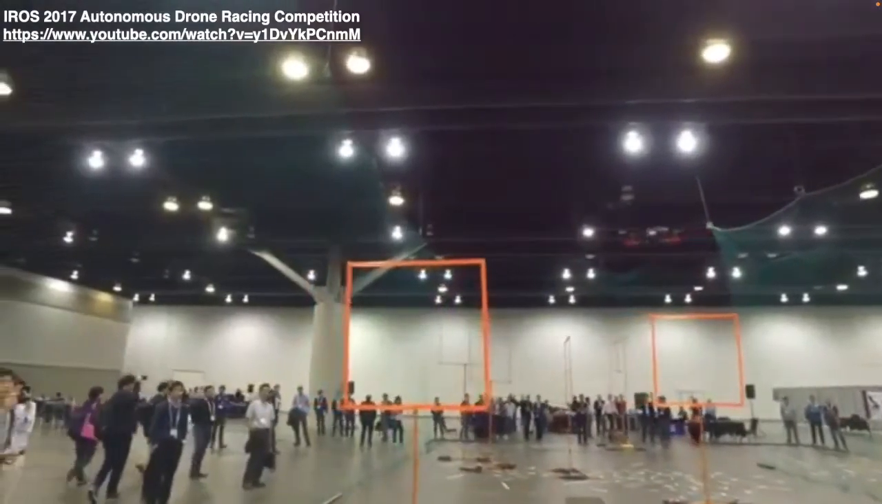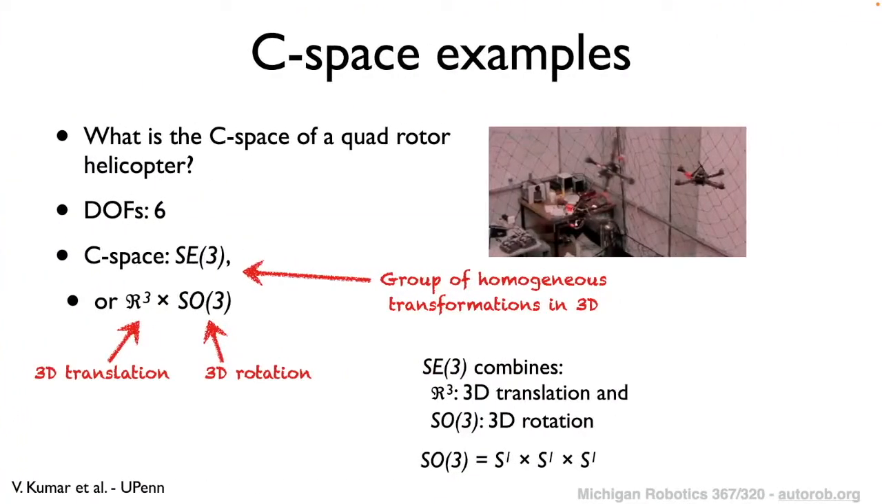If we look then at the configuration space for this robot, as I was mentioning, this is 6 degrees of freedom. You've got X, Y, Z, the translational position, and then the orientation, the roll, pitch, yaw. Correspondingly, this would have a configuration space of what's called SE3. It's the Special Euclidean Group 3, which is the Cartesian product of R3 with SO3. SO3 denotes the special orthogonal group 3, which corresponds to 3D rotations in space, and R3 corresponds to the 3D translation. Together, this SE3 group represents the group of homogeneous transformations within 3D space.